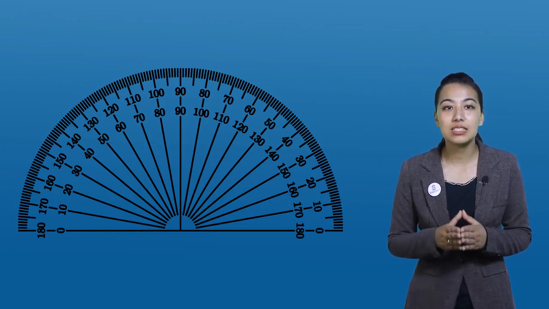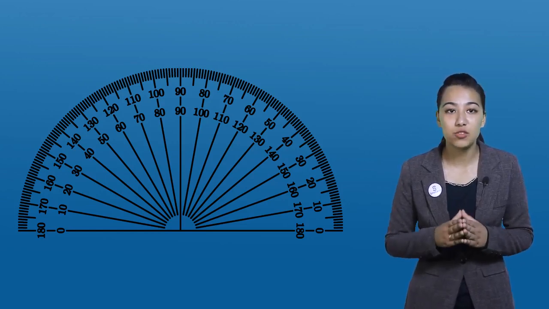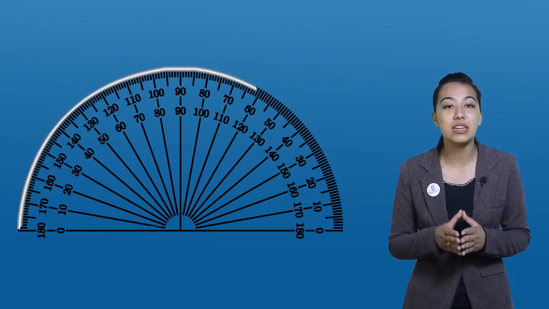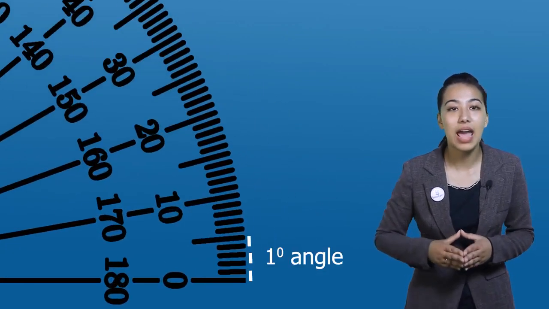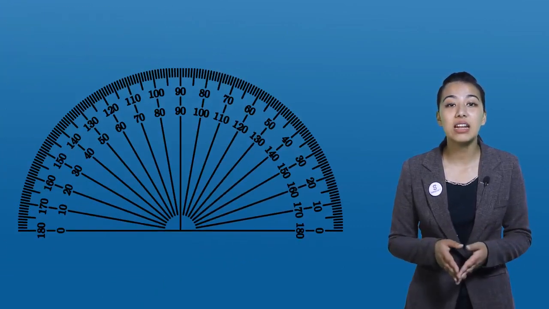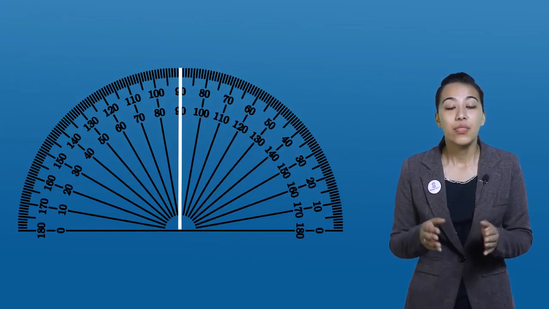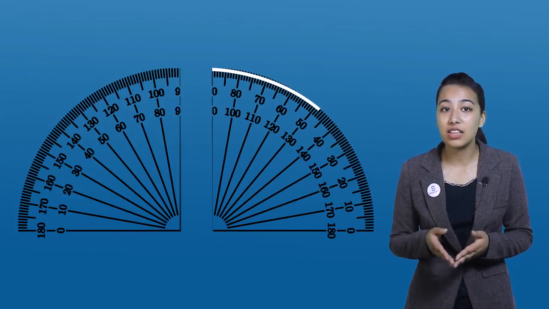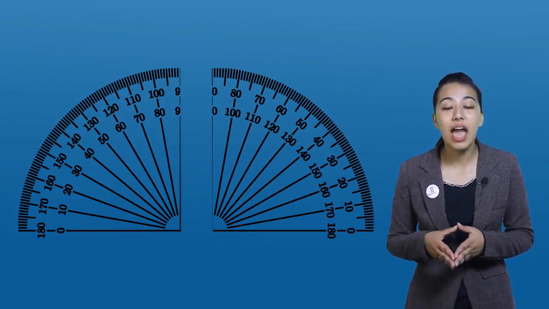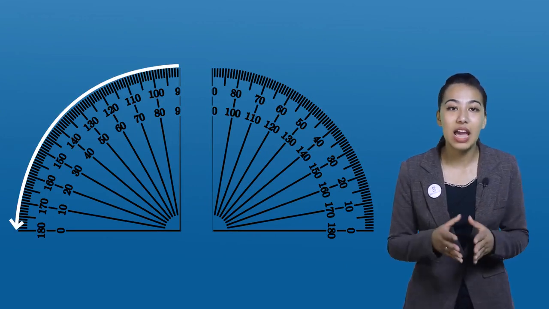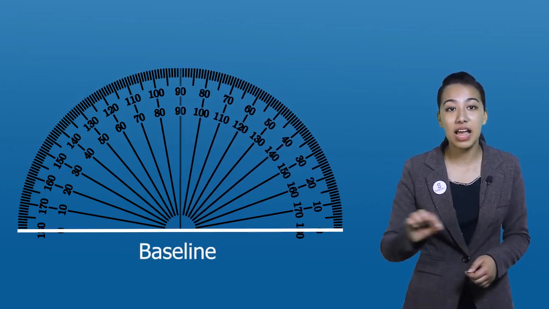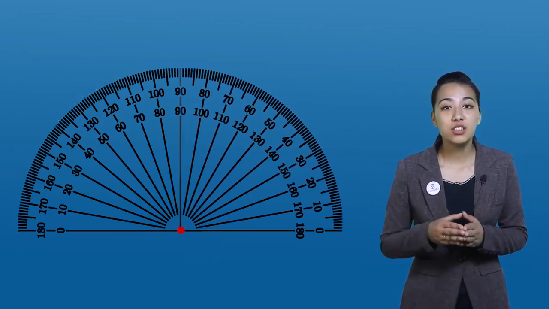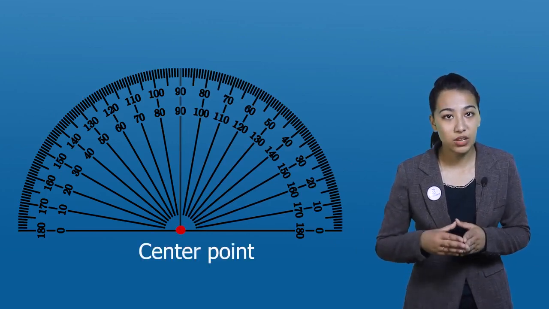A protractor is a semicircular tool in your geometry box. It has a total of 180 markings on it. Each marking denotes a difference of one degree. The protractor is divided in the middle by 90 degrees. The right side of the protractor has values less than 90 degrees and the left side has values more than 90 degrees. The bottom line of the protractor is known as the baseline and the protractor center is known as the center point of the protractor.